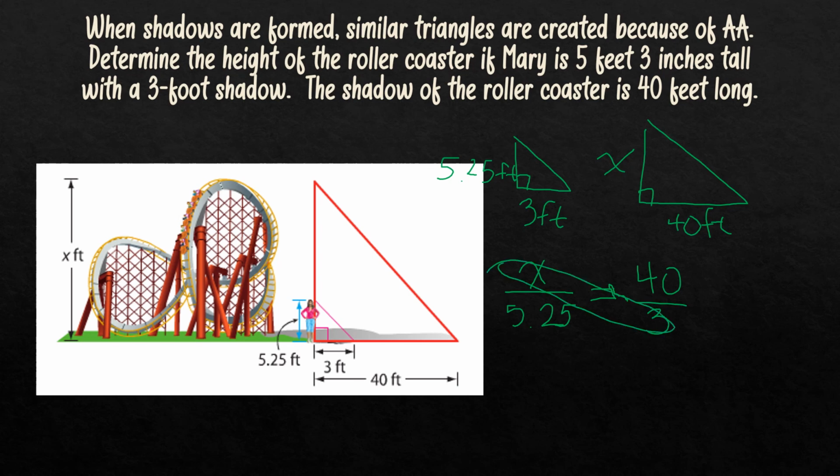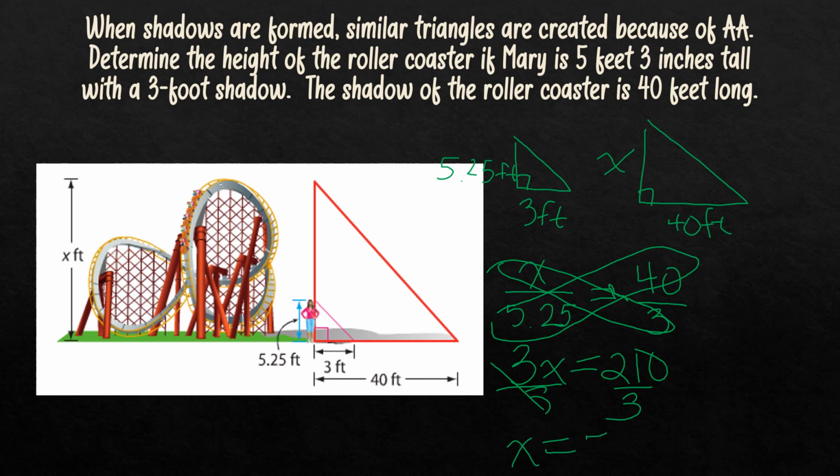So we're going to cross multiply. X times 3 is 3X. 5.25 times 40 is 210. We're going to divide both sides by 3. X is going to be 70, and this is the height of a roller coaster, so I'm going to put feet on that, so 70 feet.